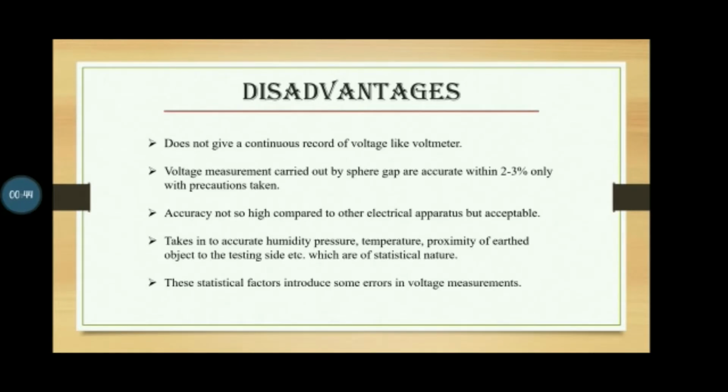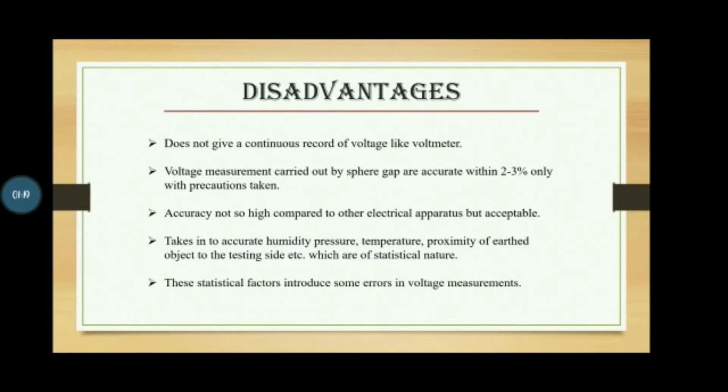So the next one is the disadvantages of the sphere gap method of measurement. The first disadvantage is it does not give a continuous record of the voltage like a voltmeter. The second disadvantage is the voltage measurements carried out by the sphere gap are accurate within 2 to 3% only, with the precautions taken. And the third one is the accuracy is not so high compared to other electrical apparatus, but it is acceptable.